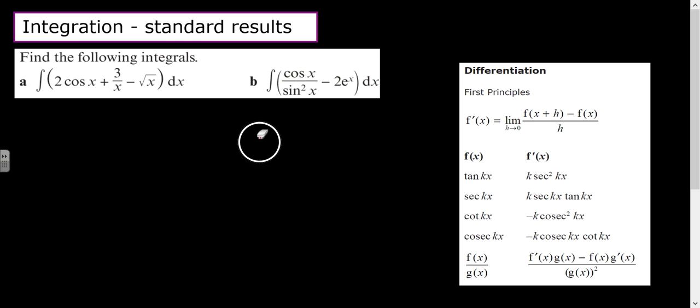So we're going to apply the same logic to this function here. Now you can see we're already getting straight in with cosine. We've got 3 over x. We've got this square root that we're going to want to deal with.